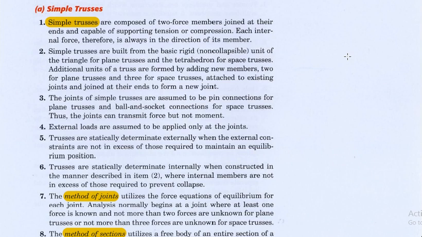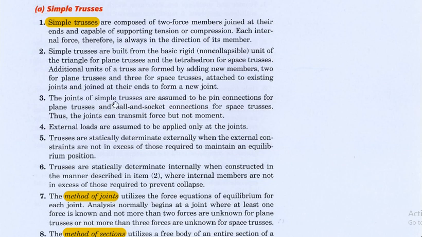Simple trusses are built from the basic rigid non-collapsible unit in the form of a triangle for plane trusses and a tetrahedron for space trusses. So basically there are two conditions for simple trusses, that they are non-collapsible and non-deformable under the action of different forces or strains. Additional units of trusses are formed by adding new members, 2 for plane trusses and 3 for space trusses. It means if we are going to increase our number of members, we have to add two members to add a single unit in case of plane trusses, and in case of space trusses we have to add three members to increase a single unit in a simple truss.